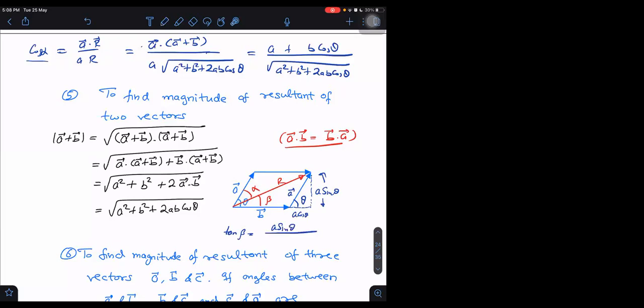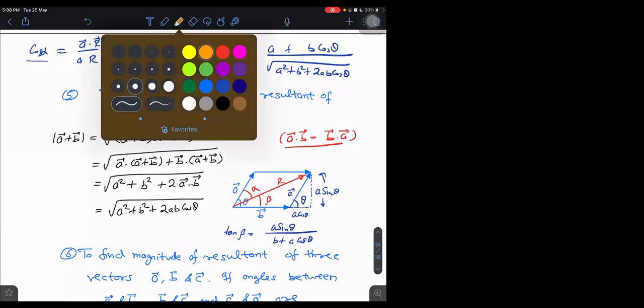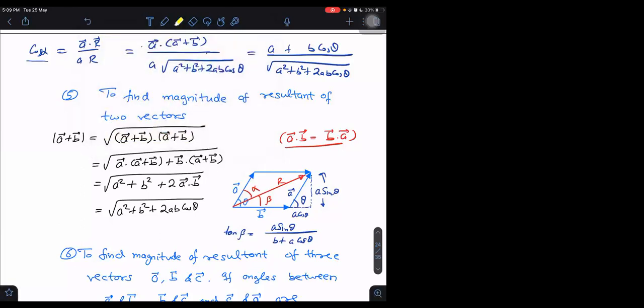See this triangle, you observe. In this triangle, the base is B plus A cos theta and the perpendicular is A sin theta, so tan beta is A sin theta by B plus A cos theta. Yes, sir. This is a comparatively easier method, so normally for this purpose we use this method only. This is better. What is tan alpha similarly? Just replace A by B and B by A. Tan alpha will become B sin theta divided by A plus B cos theta.